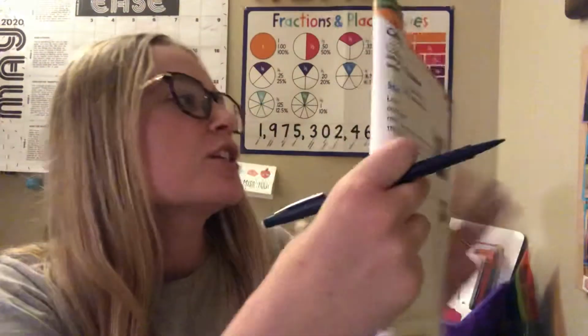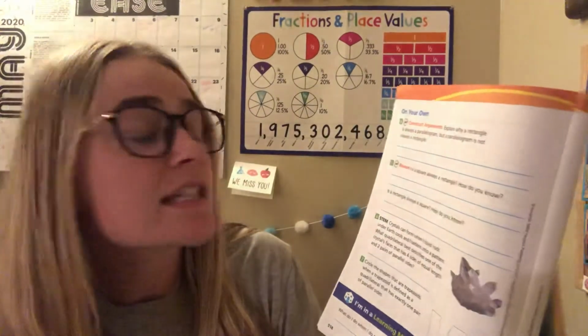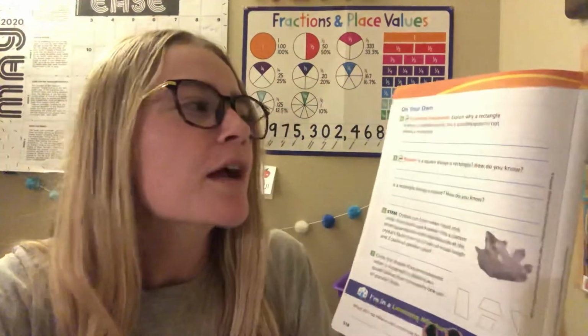Last page. Construct arguments. Explain why a rectangle is always a parallelogram, but a parallelogram is not always a rectangle. So now a rectangle always has 4 right angles and it always has 2 sets of parallel sides. Now that is the requirement for a parallelogram of having 2 sets of parallel sides. So a rectangle always will crush it.